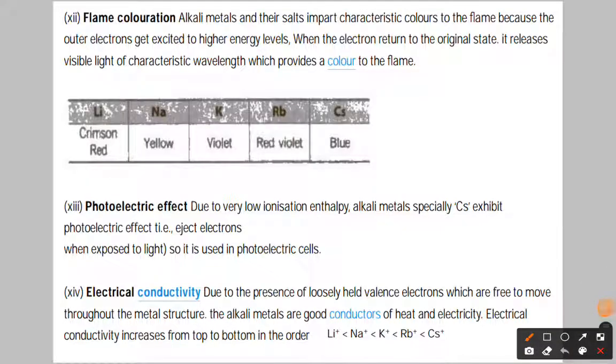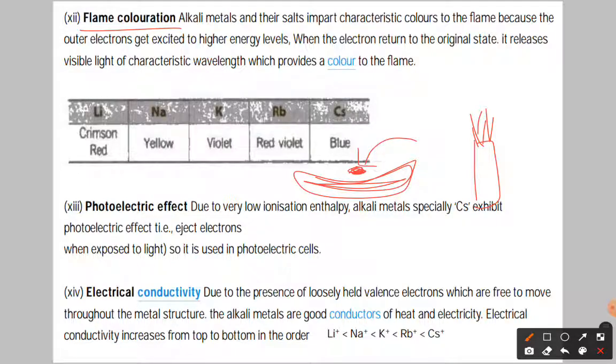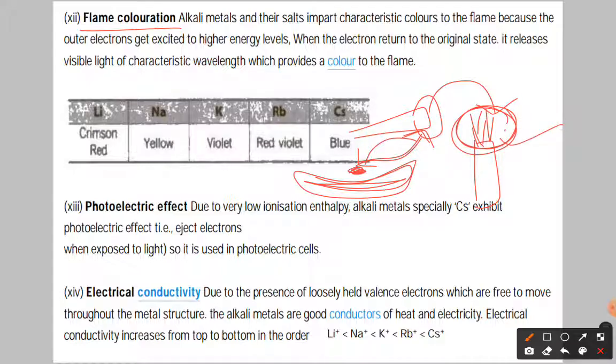Now let us see flame coloration. Flame, for example, you know very well, a Bunsen burner is there. We are taking a petri dish or some glass dish. In that we are taking some metal, dissolving it in some acid. Then we are taking a glass rod. With this glass rod we take the metal solution and burn it on the burner. So what happens when you burn? We get different colors. Why do we get these different colors? Let us see now.